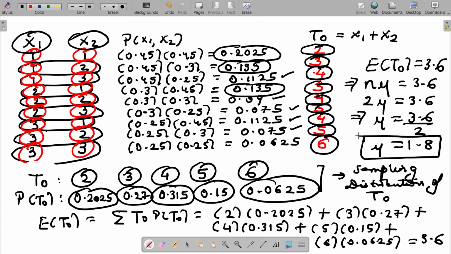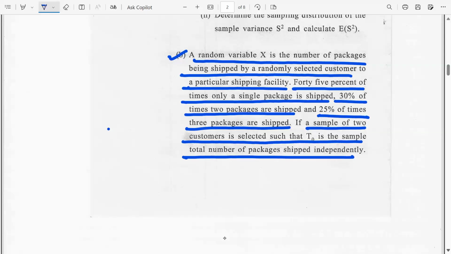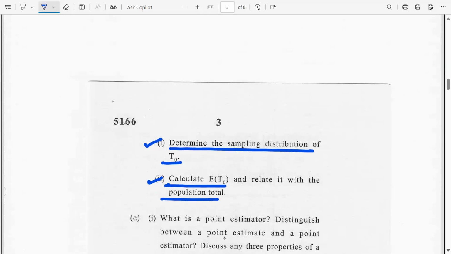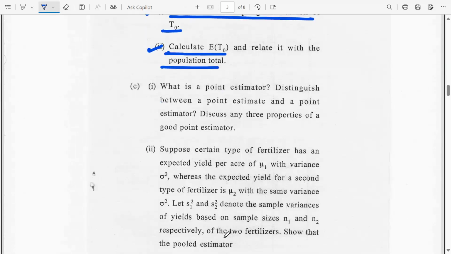Okay, so this is what we had to find out. We had to find out the sampling distribution of T0, which we have found out. We had to find expected value of T0, and from that we need to find out the population mean mu. Expected value of T0 is just n mu. N itself is 2. Solve for mu, you get 1.8. Okay, so I stop in this particular lecture. We have done question 1 part B. In the next lecture, I'm going to start with the discussion of question 1 part C.